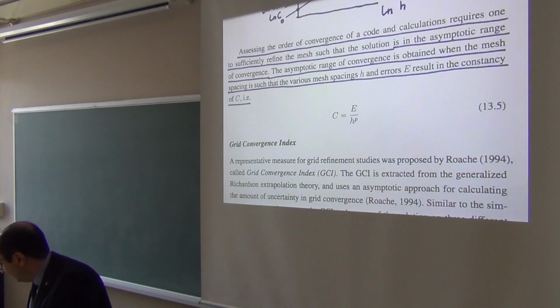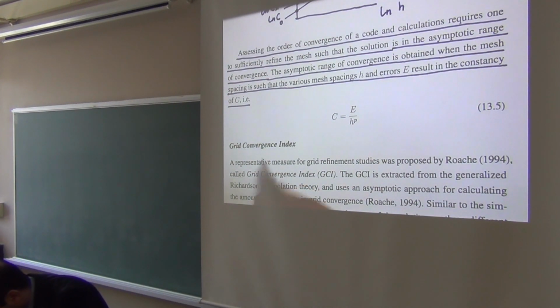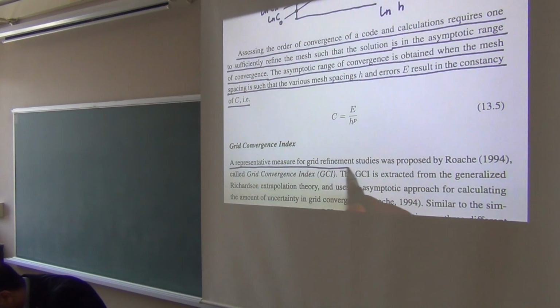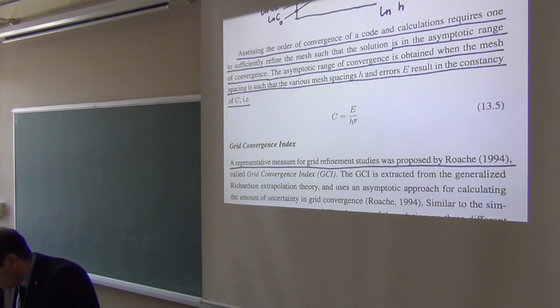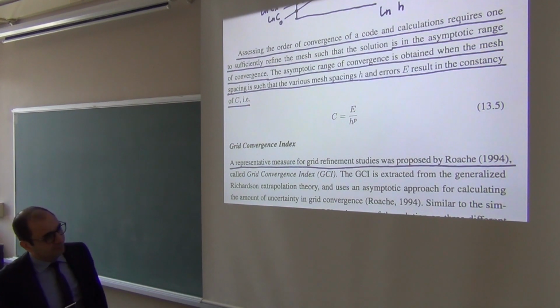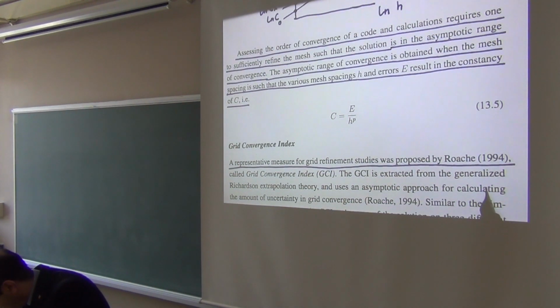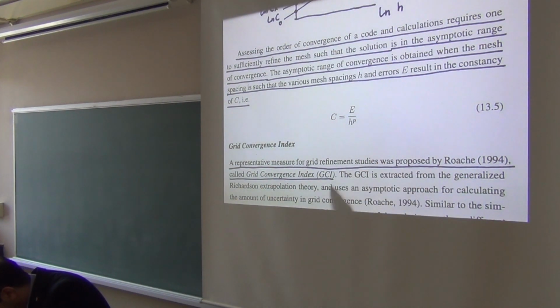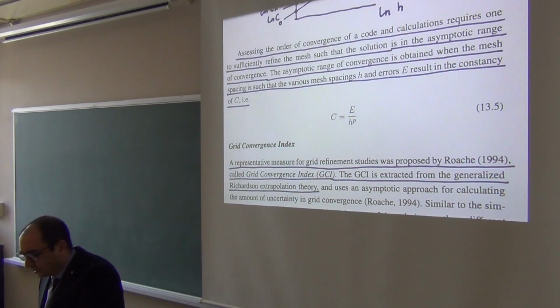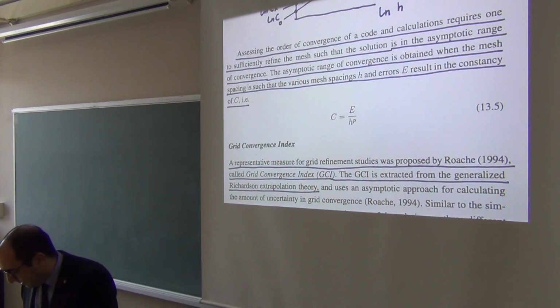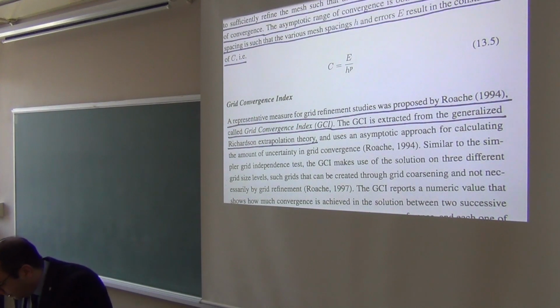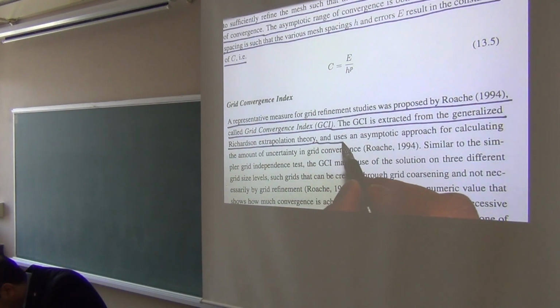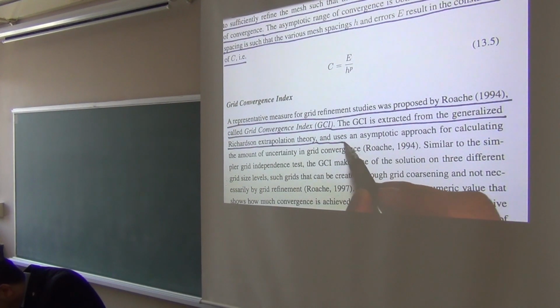And let's define it for you. A representative measure for grid refinement studies was proposed by Roache, who was one of the people who did really fine work on this. He proposed the GCI. It actually comes from a very rich extrapolation theory called Richardson extrapolation theory. So it's very math intensive, not for the practical engineer or scientist. So we're not going to derive it, we're just going to show it to you.